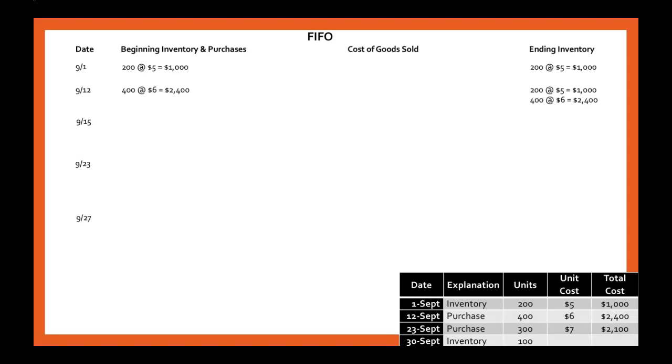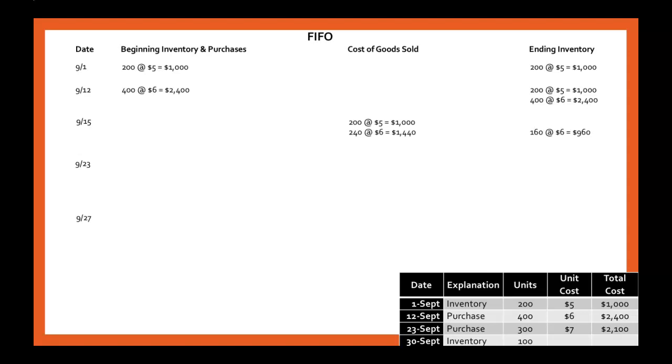Well, under FIFO, first in, first out, the first units that we want to sell are those 200 units at $5 a piece. So let's say we sell all of those. The total number of units that we had to sell was 440. So 440 minus 200, well, that means we still have to sell another 240 units.